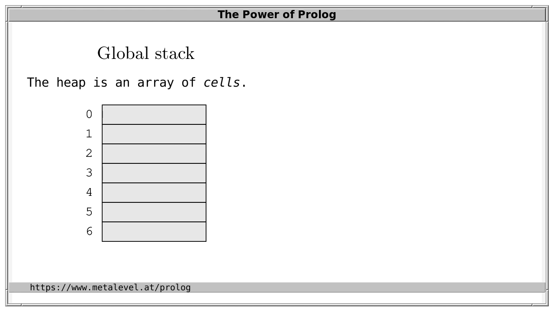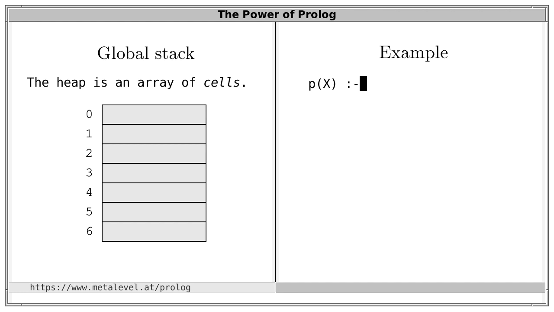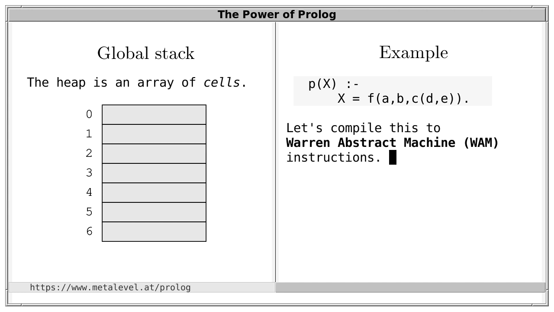And these cells are used to store terms. For example, let's consider a Prolog predicate p of x defined by a rule with only one goal, stating that the predicate holds if its argument x is a certain term, namely a term with principal functor f, and its arguments are a, b, and the third argument is a compound term with principal functor c and 2 arguments, d and e. And that's all. So we now have a Prolog program, and to execute it efficiently, let's compile the program to instructions for the Warren abstract machine, or WAM for short.